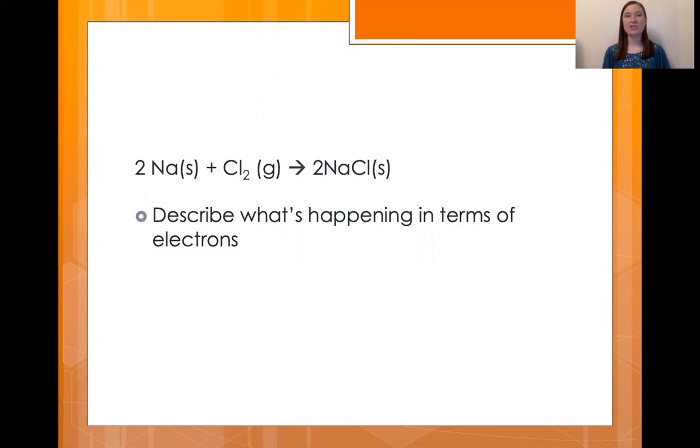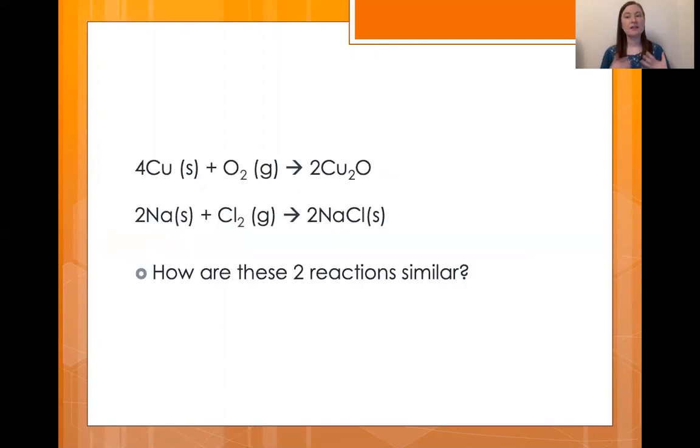Cool, so in this reaction, sodium and chloride are reacting together to make table salt, sodium chloride. We know that sodium is going to lose one electron, and each of the chlorine atoms is also going to gain one electron to form the chloride ion. Let's go ahead and compare these two reactions.